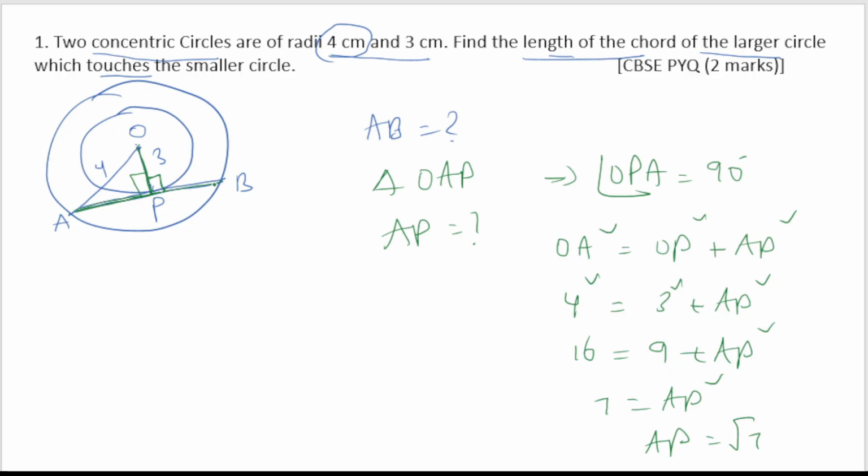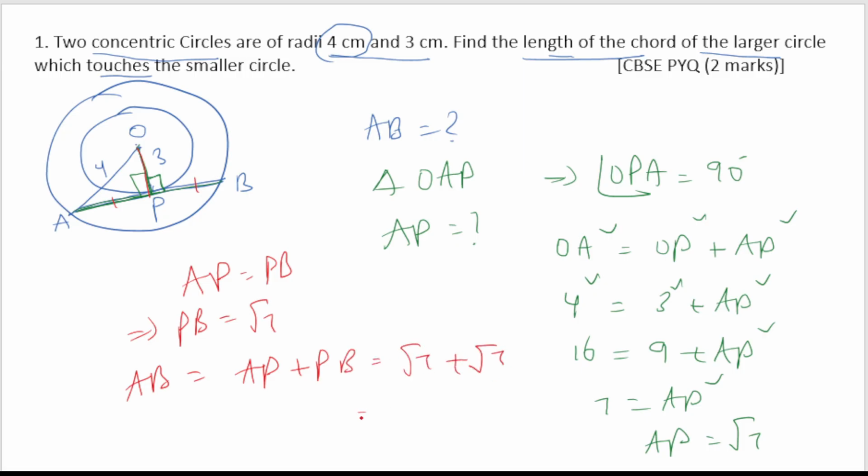Here OP is the radius and OP bisects AB. So AP is equal to PB. This implies PB is equal to root 7. So the length of the chord AB is equal to AP plus PB. It is root 7 plus root 7. It is 2 root 7. This is the length of the chord of the larger circle that touches the smaller circle.